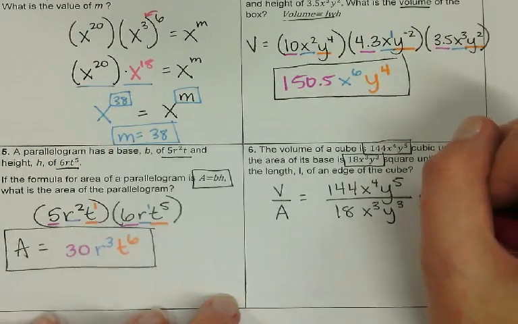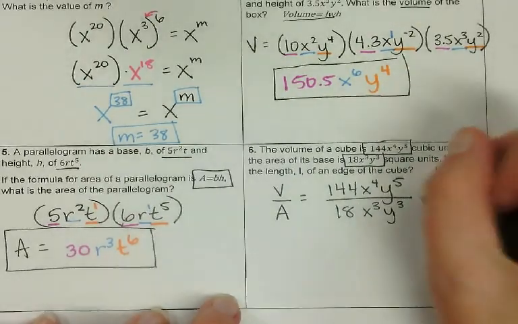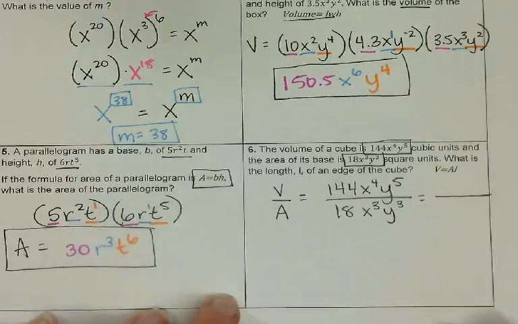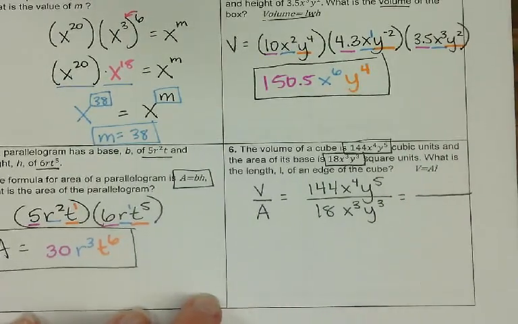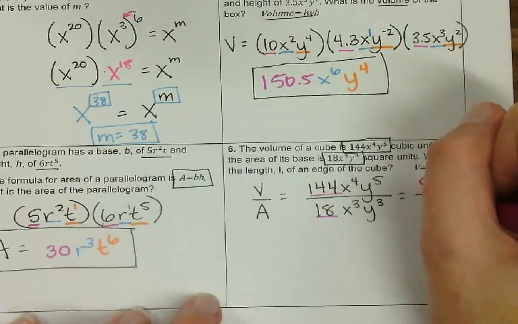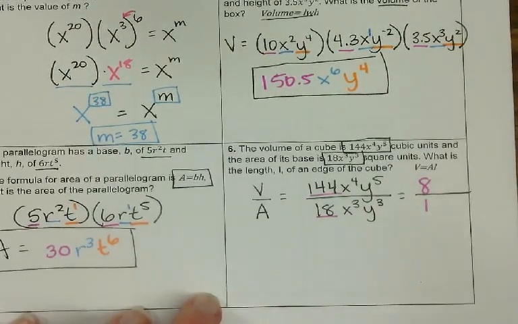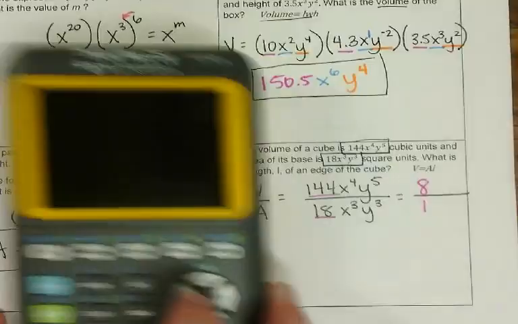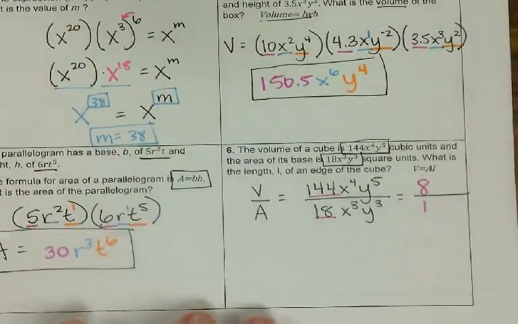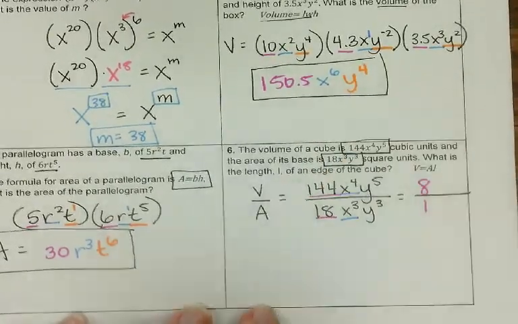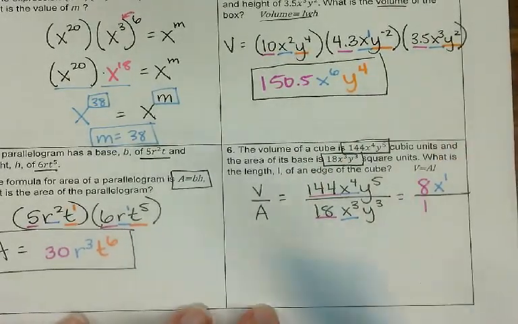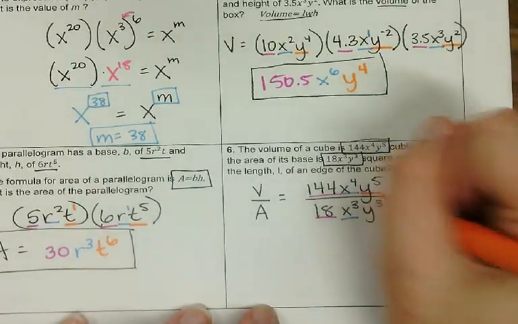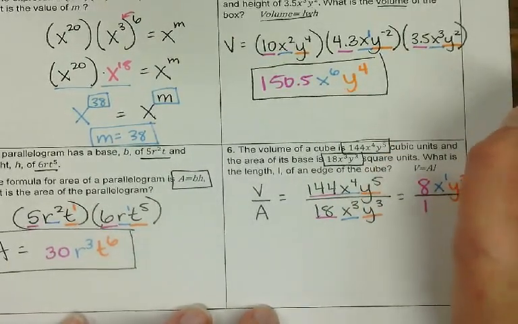So let's look at this one right here. I like to draw my little fraction bar so that I have it out to the side. 144 over 18. That is going to be 8. Now, I guess I can put 8 over 1, but I don't know if I really need it. 144 divided by 18 is 8. Why is it x^1? Because x^4 over x^3. We subtract those exponents, so that's x^1. And then y^5 over y^3, that is y^2.